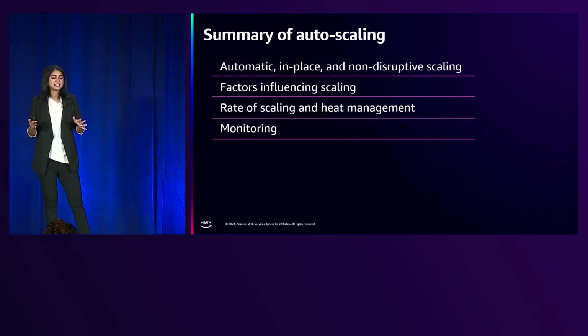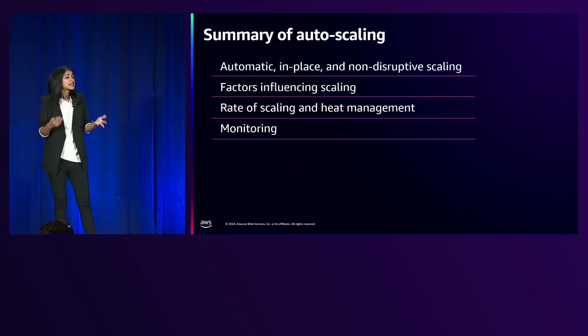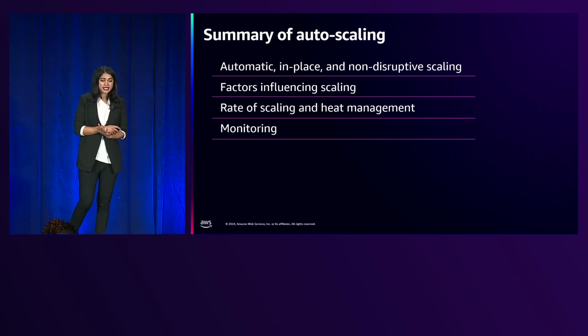Now, that was all about scaling. Just to summarize a little bit, we talked about how Aurora Serverless gives you automatic, in-place, non-disruptive scaling. We talked about the factors that influence scaling, the rate at which scaling happens, and how we go about managing heat. And we briefly touched on monitoring. Now let's talk about other functionalities and features that Aurora supports and how Aurora Serverless influences that. And for that, I will have Nitesh up here to talk about it.